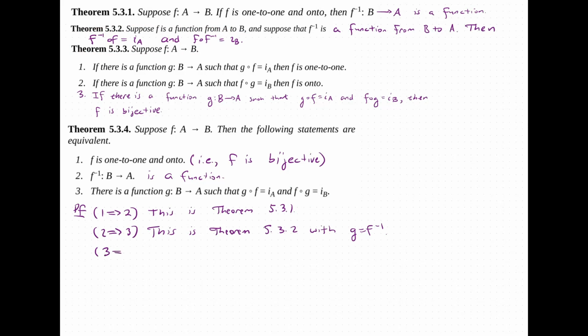And lastly, we have 3 implies 1. For this one, we are assuming that there is some function g from B to A with this property. But now the previous theorem, 5.3.3, comes in and tells us that if we have both of these conditions, the function is bijective. So that's the third statement that I added here. And so now we get that f is bijective. And so now this is theorem 5.3.3. And we're done with this proof.